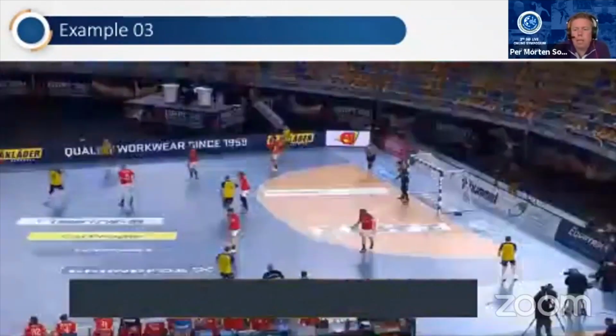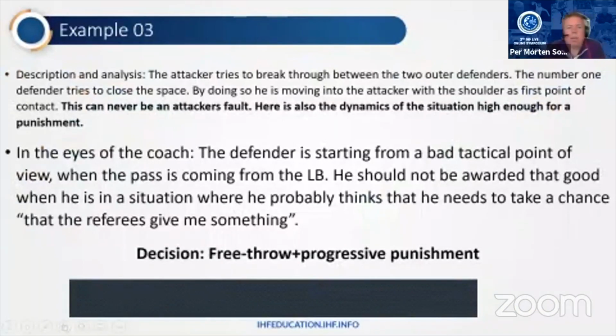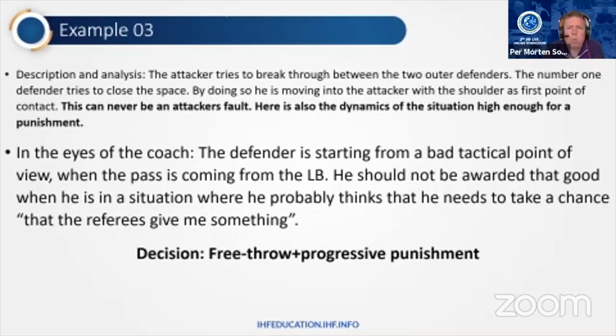And here we see a clear example of the attacker who's trying to break through being hit by the number 1 defender. He's trying to close the space, but he's moving into the attacker, forward towards the attacker. And then you see that the shoulder is the first point of contact. And of course, this can never be an attacker's fault. Also here, the dynamics in the situation are high enough to justify a punishment.